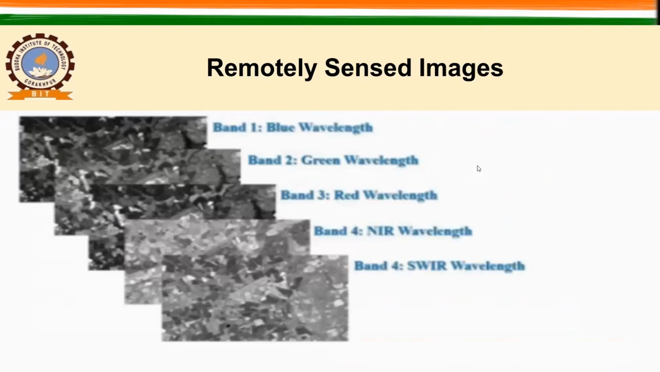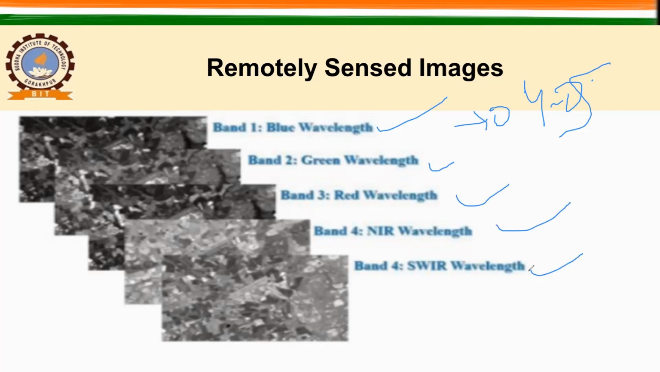So the first band acquired by the sensor is sensitive in blue wavelength, that means 0.4 to 0.5 micrometer. This image has been generated for the same area from the same sensor. The green wavelength has been used to generate the next set of images and so on. So red, then NIR, and then SWIR, and you can see the information which is there in blue wavelength is different.